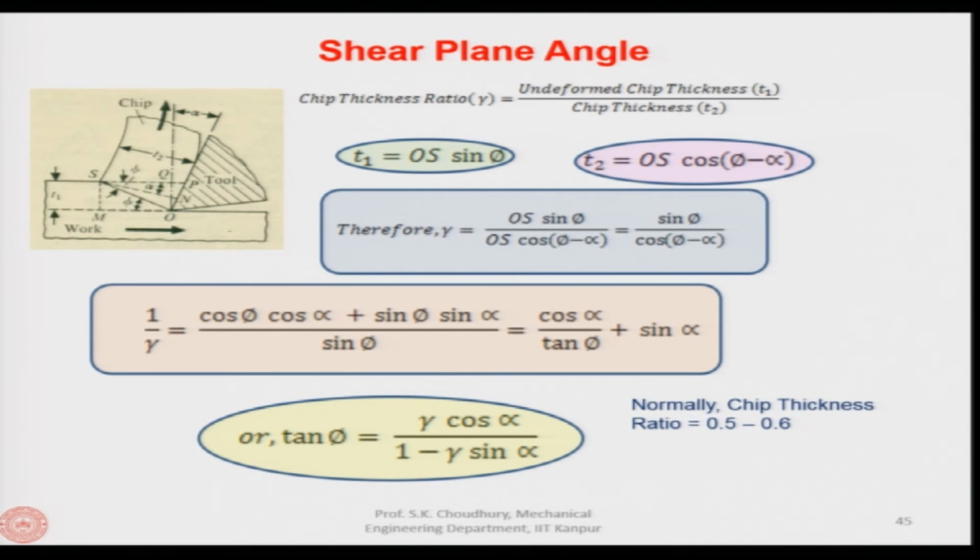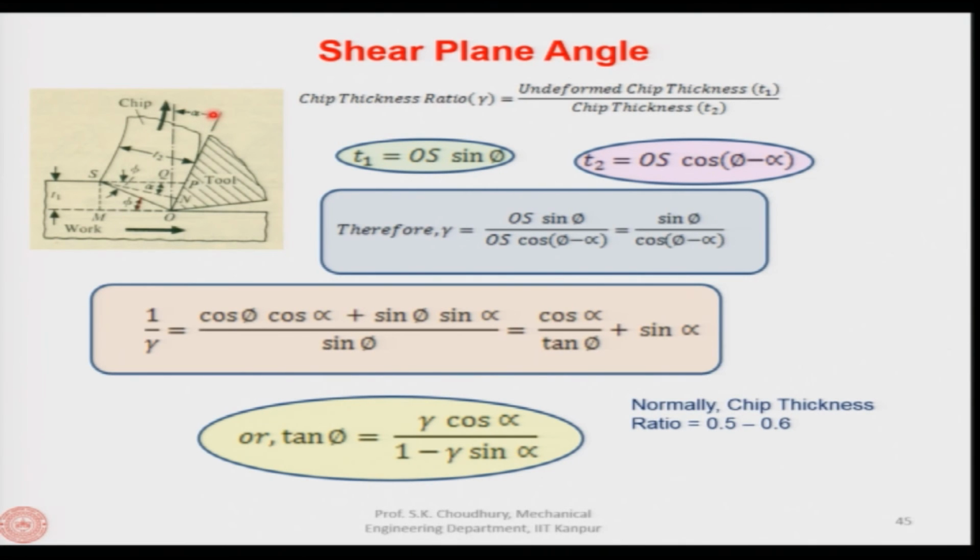For example, here if you see the diagram, we have the tool here, and this is the rake angle. This is the shear plane angle that we have seen. Now, this angle between the line SP and SN, which is the perpendicular to the rake face of the tool, is also alpha, the rake angle, because this line is perpendicular to this line and SN is perpendicular to the rake face of the tool. So, between these two lines also the angle will be the same as the rake angle.